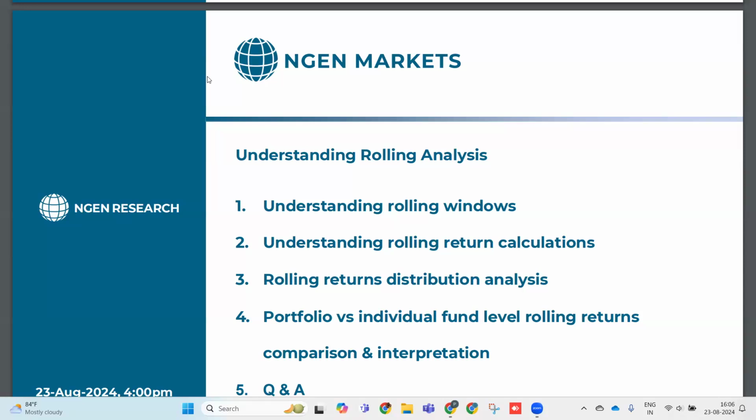Lastly, we will see how portfolio level as well as individual fund rolling returns analysis could be interpreted. Ultimately, understanding it on a fund level will have to be extrapolated on a portfolio level as well. So once we understand individual level rolling returns analysis, the same can be extrapolated on a portfolio level. But we will see how we can check that on NGEN Markets platform.